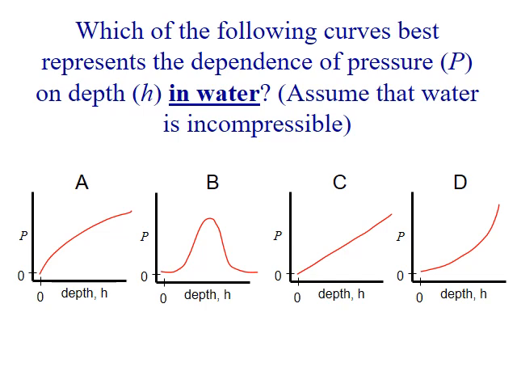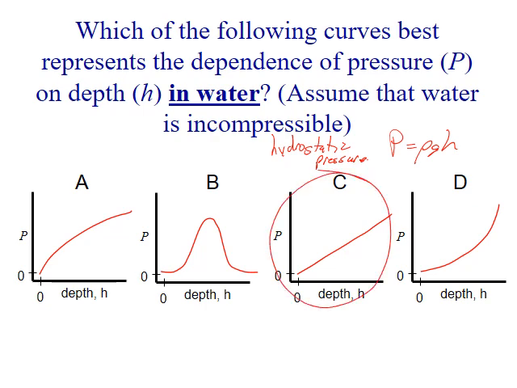So this is just to remind ourselves of the fact that some fluids are compressible and some are incompressible. If we're talking about water, how does the pressure change with depth? So give that a try yourself. The correct answer is that we have to use hydrostatic pressure. So in other words, pressure is equal to rho g h. So that's a linear relationship.